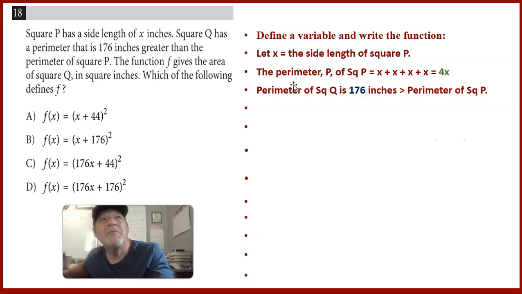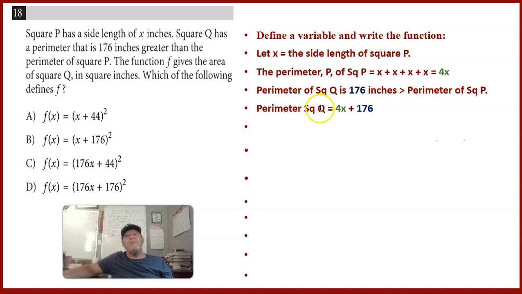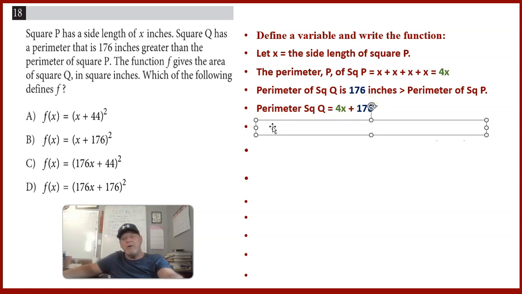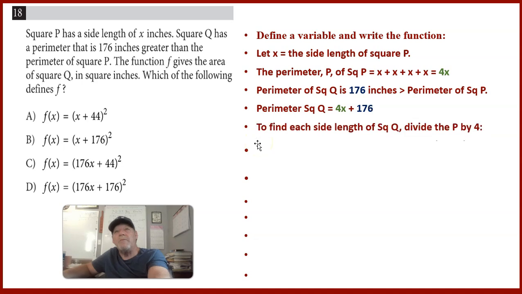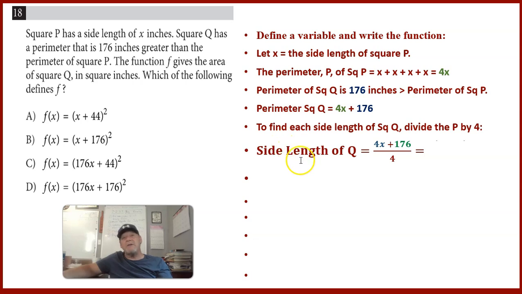This makes sense. The perimeter of a square is going to be adding up all the sides. I know that the perimeter of square Q is 176 inches greater than the perimeter of square P. So now I can say that the perimeter of Q is going to equal the 4x plus the 176 because it's greater than the perimeter of square P by 176 units. So to find each side of square Q, I'm just going to divide by 4 because each side length has the same length. Every side will be the same length in a square.